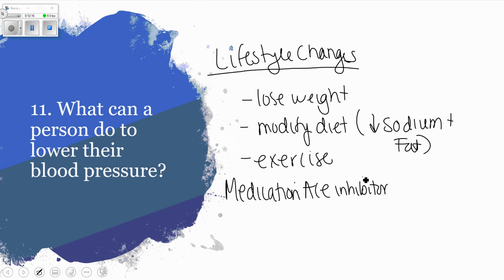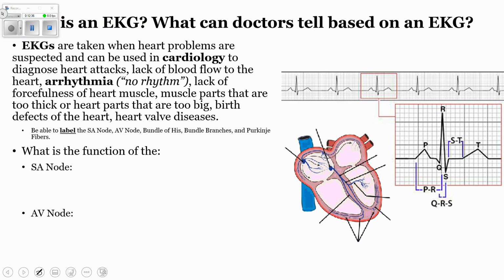Now, something that was a little bit challenging is going to be the next thing that we look at. That's going to be how you actually read an EKG. There's a lot involved in the EKG. You're going to have to know how to label some of the parts. You will also have to know what each wave that we looked at is trying to tell you in terms of heart working properly or not working properly.